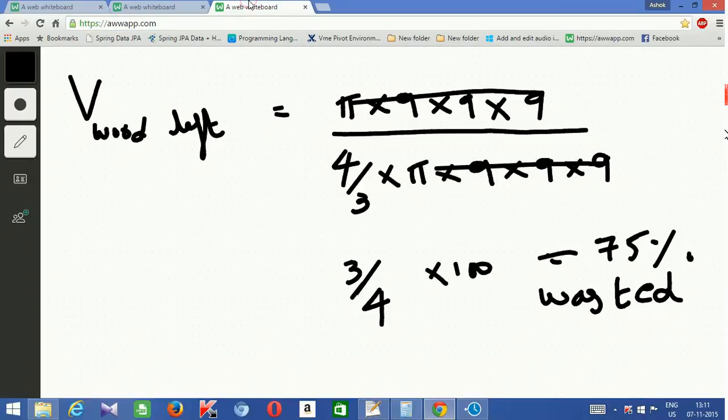And the question is the amount of wood that has been wasted. So to find the percentage, the wood left, pi into 9 into 9 into 9, is divided by the actual volume that we initially started with. That is the volume of the sphere, which is 4 by 3 into pi into 9 into 9 into 9, which is 4 by 3 pi r cube. So when I cancel everything, I will get 3 by 4, which is nothing but 75% of the amount that would be wasted.